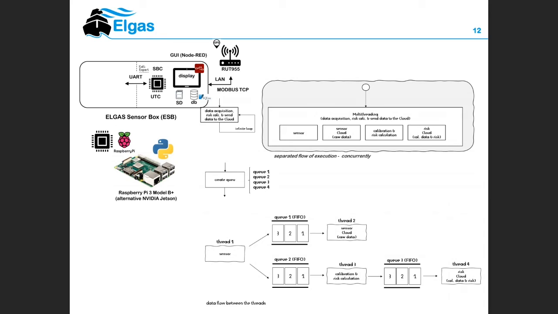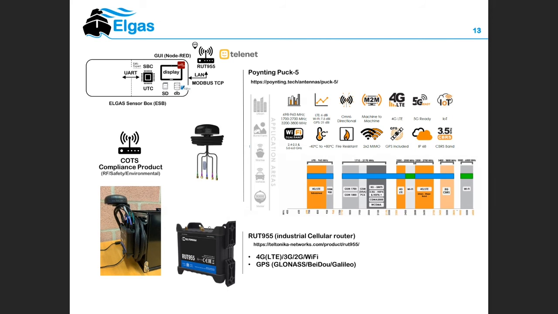Then we have a third part in our system, which is the communication. For the communication, we have selected a commercial off-the-shelf solution. It's a combination of an antenna and a router. We have selected the antenna and the router in such a way that we have coverage of the different communication channels that we use, GSM and 3G and 4G. There is also a GPS on board of the router to collect the location information.